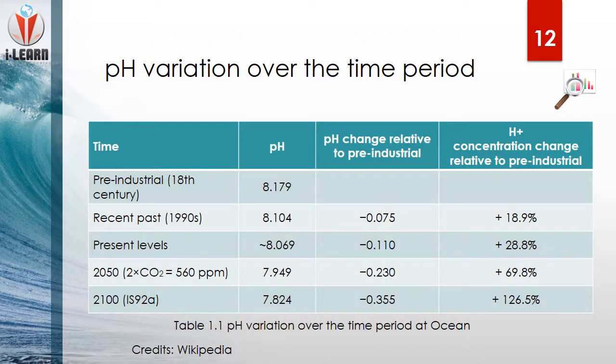So in this slide I show you the pH variations over the time period. During the 1880s the pH was around 8.179, which dropped to 8.104 in the 1990s, and now it's around 8.069. As per the prediction, in 2050 it will be 7.949, and in 2100 7.824. If we don't take any step against the emission of carbon dioxide into the atmosphere, then obviously a 126.5 percent increment will happen in the near future, by 2100.